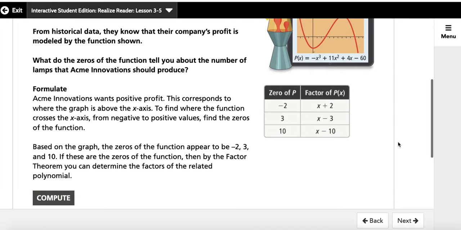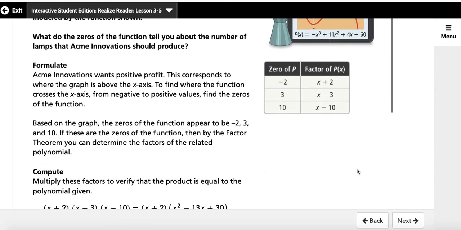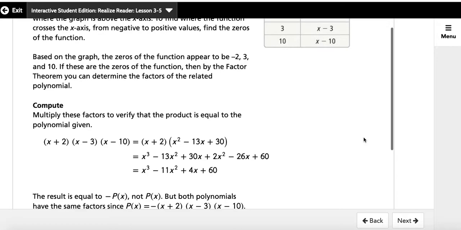All right, even though we have the function and graphed it, they're pretending we didn't. So they have the zeros, and they decide these are the factors, and then they multiplied them out to see if it's truly the equation that they came up with. Not sure why they would go about all that when you can just use a graphing calculator.